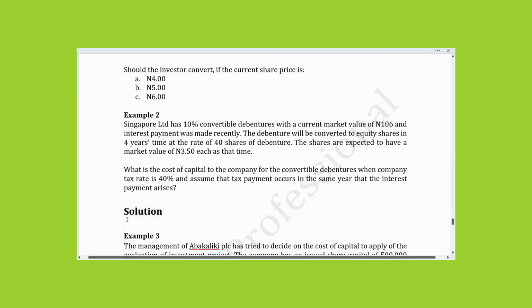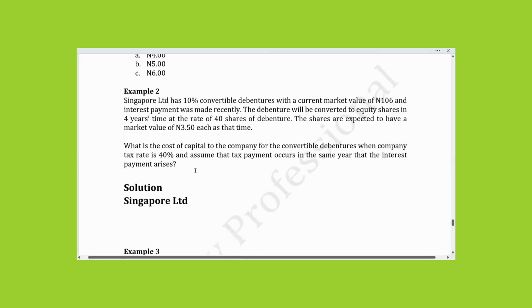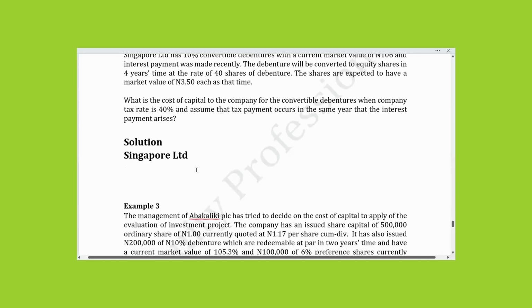The name of the company is Singapore Limited. That's the name of the company. Sir, can you scroll up, please? I cannot see you. Can you scroll up? Okay. Can you see it now? Yes, sir.